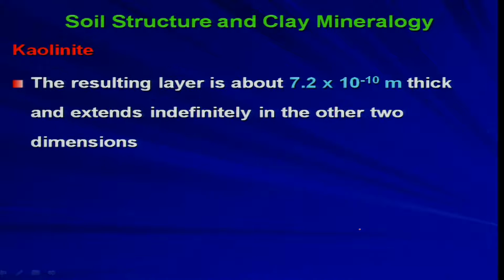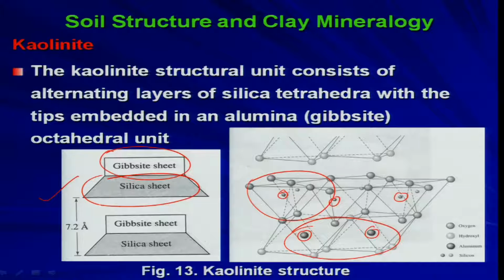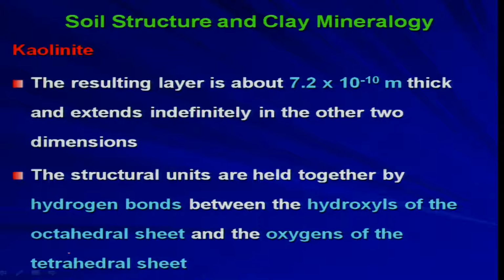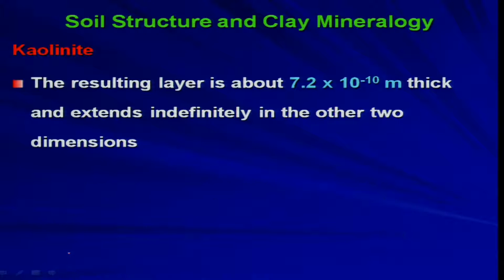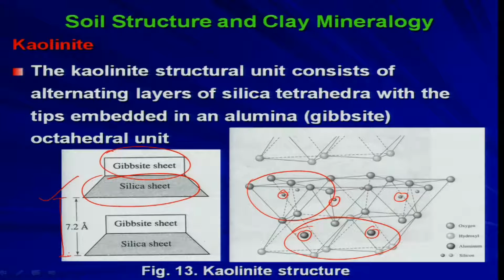The resulting layer is about 7.2 into 10 to the minus 10 meter thick and extends indefinitely in the other two dimensions. What does it mean? The thickness of the layer is 7.2 angstrom, that is 7.2 into 10 to the minus 10 meter, and it is expanded in the other two directions indefinitely. The structural units are held together by hydrogen bonds between the hydroxyl of the octahedral sheet and the oxygens of the tetrahedral sheet. Now, this hydrogen bond basically is getting formed at this face.